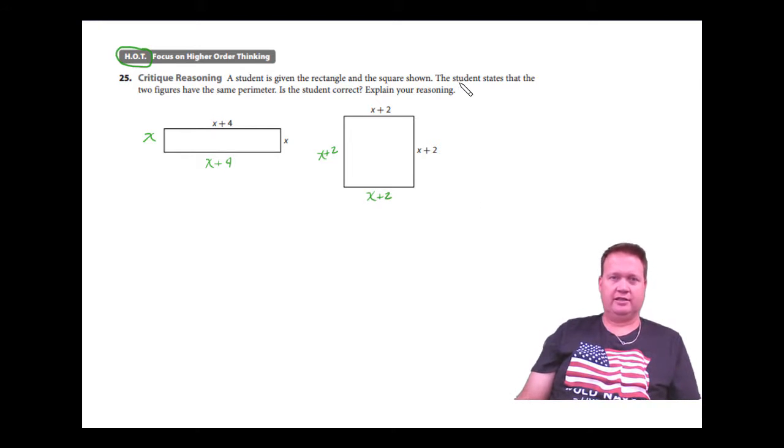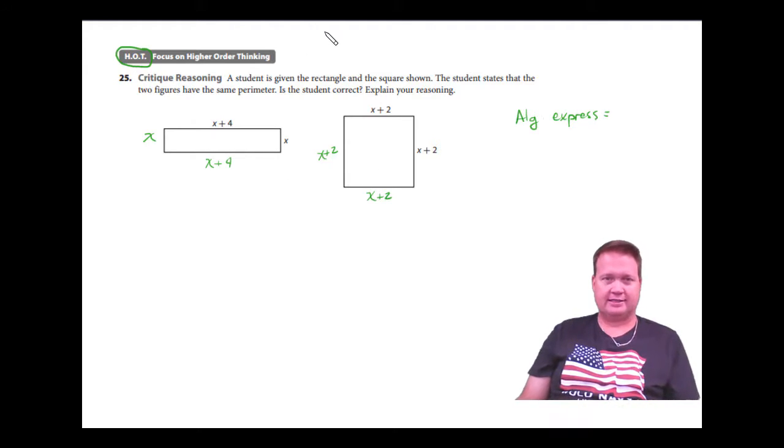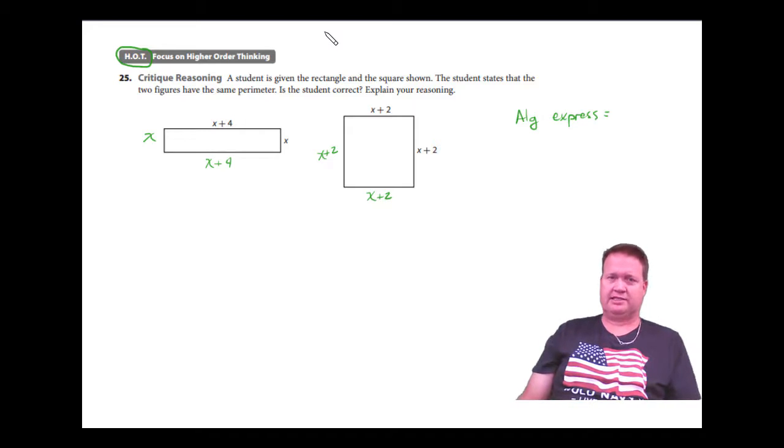And let's take a look at the question. The student states that the two figures have the same perimeter. Is the student correct? Explain your reasoning. Well, if they were going to have the same perimeter, then their algebra expressions would have to be equal. Because if I didn't end up with the same expression here as here, I only see one variable, it'd just be x. They'd have to be identical or else they wouldn't be the same. One way to do this would be to simply plug in a number for x, like let's say 2.